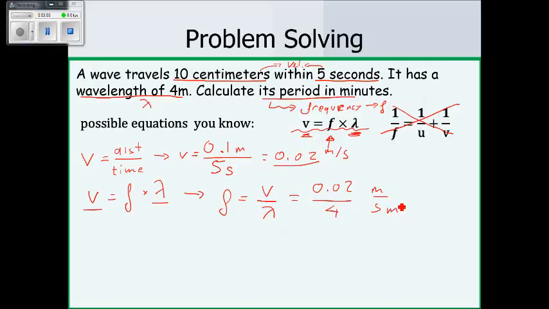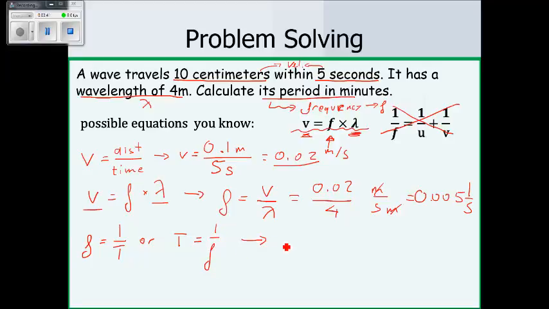4 meters. That cancels. We're left over with 1 over seconds, or later we could call that hertz, as the right frequency units should be. 0.02 over 4 gives us, if you do the calculation, something like 0.005. So that's the frequency. Now, that's not actually what we're looking for. We know period and frequency are related. Actually, if you look at it, the frequency is 1 over the period, or period is 1 over the frequency.